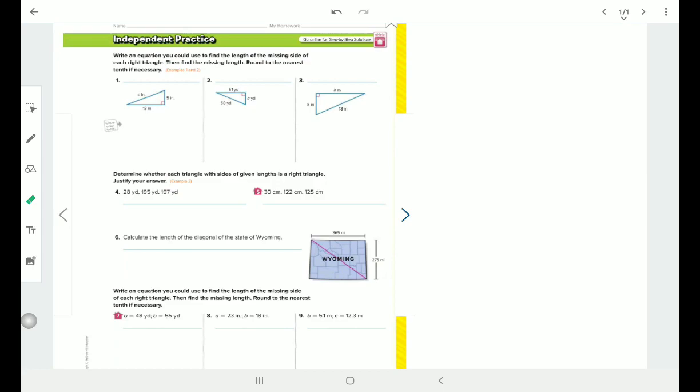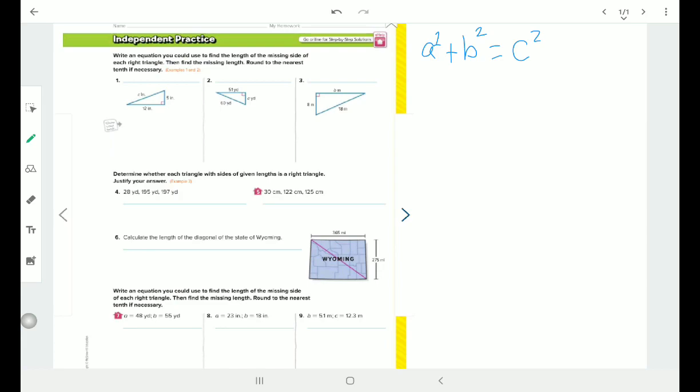So the Pythagorean theorem is a squared plus b squared equals c squared. And that's the Pythagorean theorem. a squared plus b squared equals c squared.